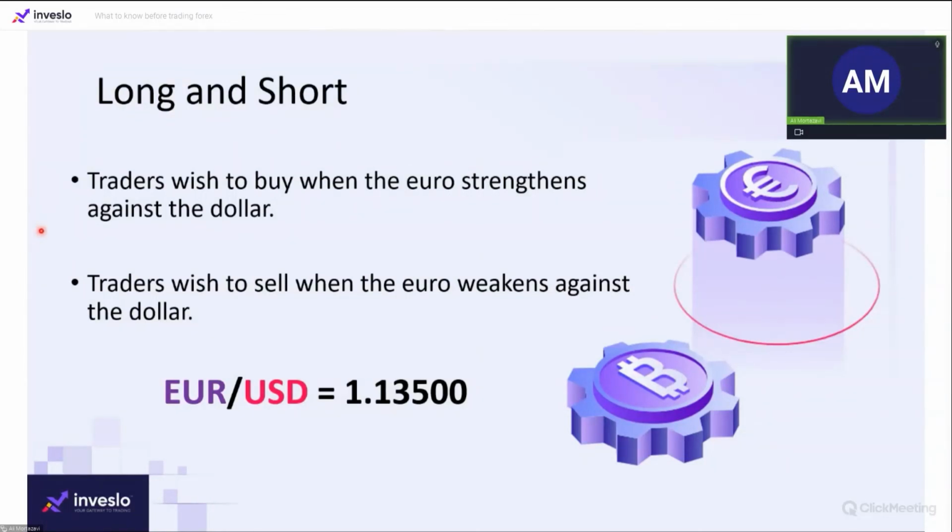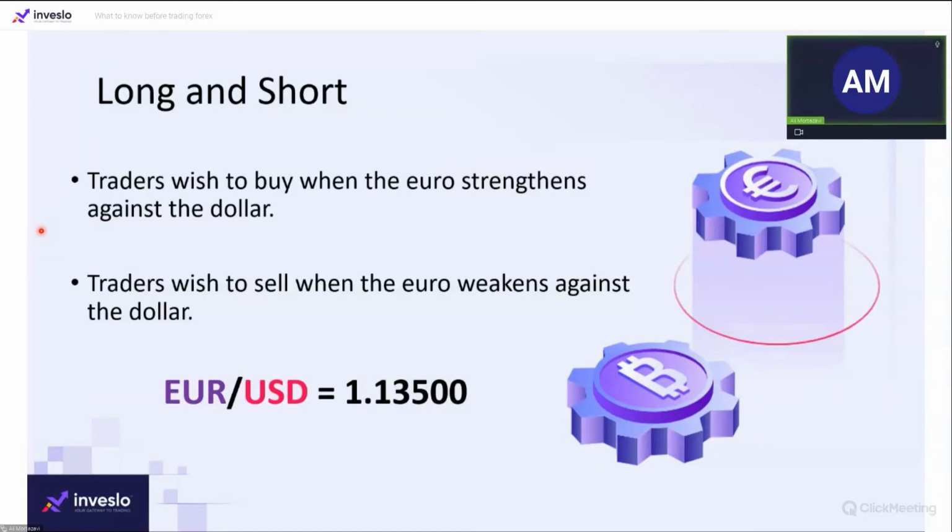In this case, you want the base currency to rise in value so that you can then sell it back at a higher price, as you see here. Alternatively, if traders believe that the base currency, which is euro here, will weaken against the quote currency, the dollar here, they can sell the pair and profit.